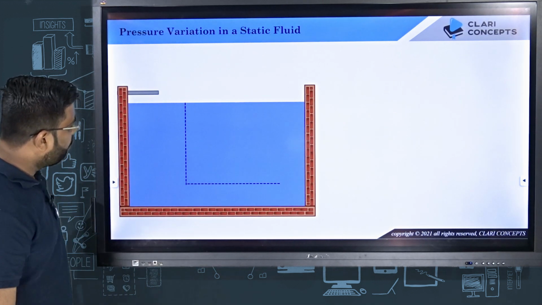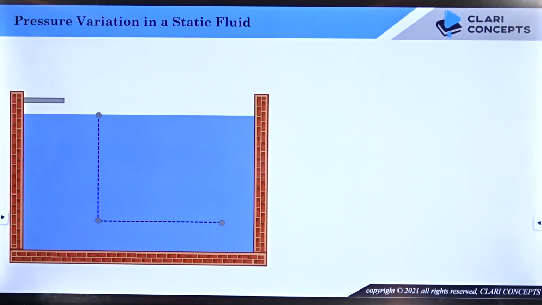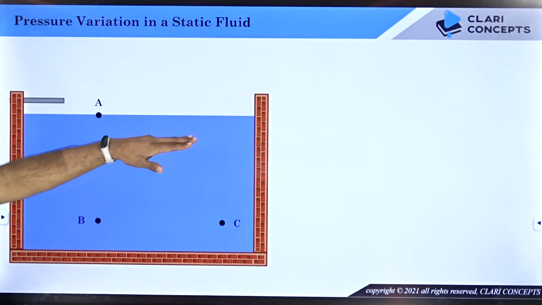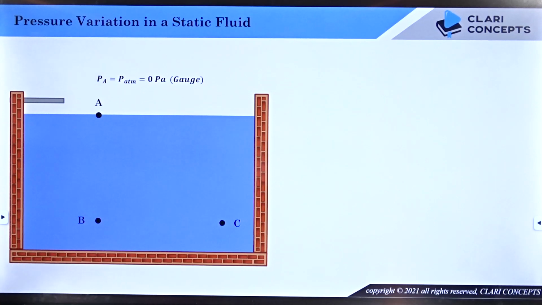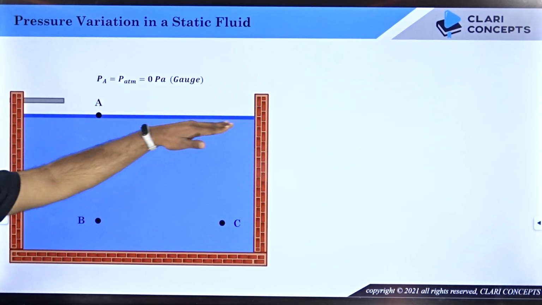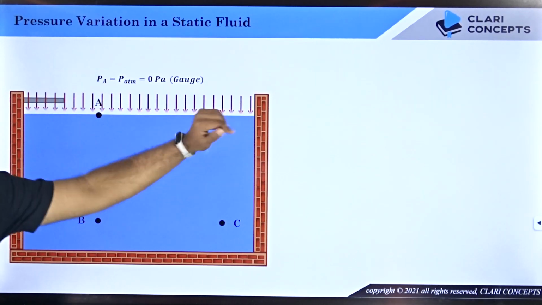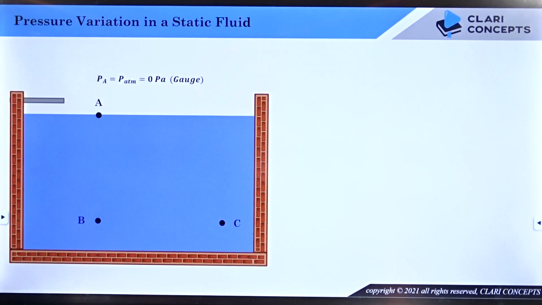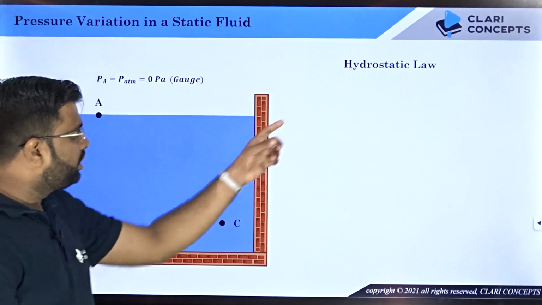Let me first take three points in the corner: point A, point B, and point C. Point A is open to atmosphere and therefore the pressure at that particular point will be atmospheric pressure, which is 0 Pascal gauge. So all the points on the surface of water will be at atmospheric pressure. Clear? Now, my concern is, what is the pressure at point B? Let us find out this pressure using the hydrostatic law.